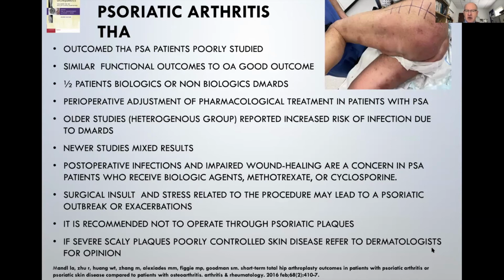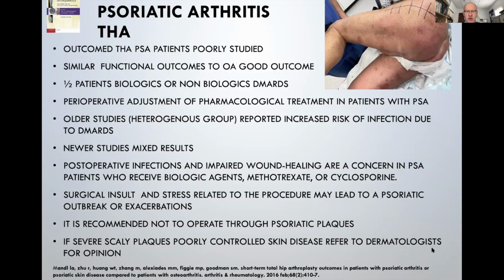Around half of patients are on biologics or non-biologic DMARDs, and this will need to be worked out. An individualized program of stopping this medication will need to be worked out with the rheumatologists beforehand. The older studies do report an increased risk of infection due to the disease-modifying drugs, but the newer studies are a little bit more mixed in outcome, and some studies suggest there isn't an increased risk with careful control of the disease process and a multidisciplinary approach.